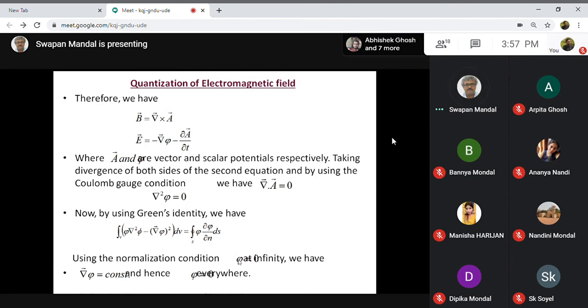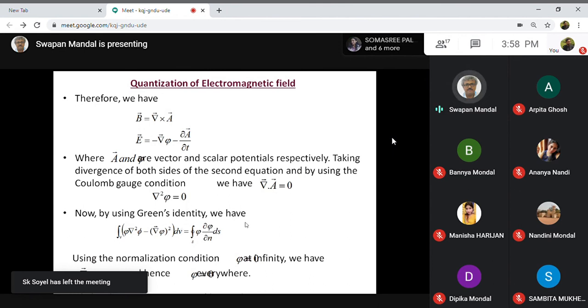Just remember, if I make the surface go to infinity, what will happen? It will go to 0, because phi goes as 1 by r, as well as the electric field goes to 0, because the electric field, the derivative, is 1 by r square, and ds is equal to r square, so phi times the derivative times ds goes as 1 by r. Therefore, when r goes to infinity, this will go to 0. Okay, just by divergence theorem. So the right hand side goes to 0 and the left hand side, what is that? Grad phi whole square dv equal to 0.